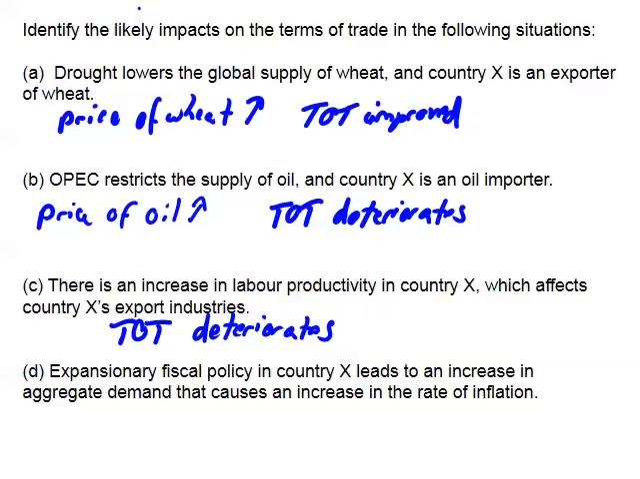And lastly, for these questions, expansionary fiscal policy leads to an increase in aggregate demand that causes an increase in the rate of inflation. So if you are exporting, the price of your goods has gone up and the cost of your goods has gone up. And so terms of trade improve.